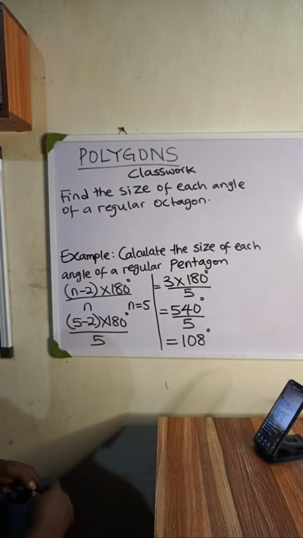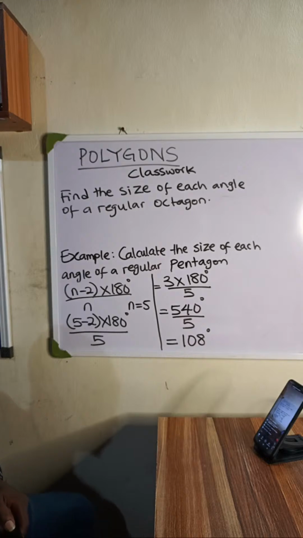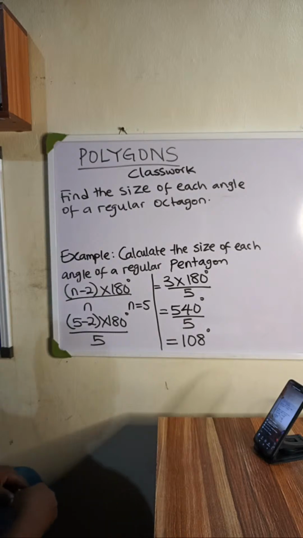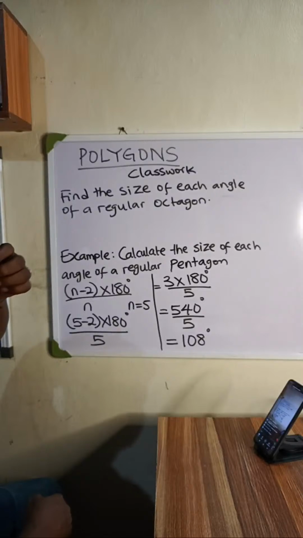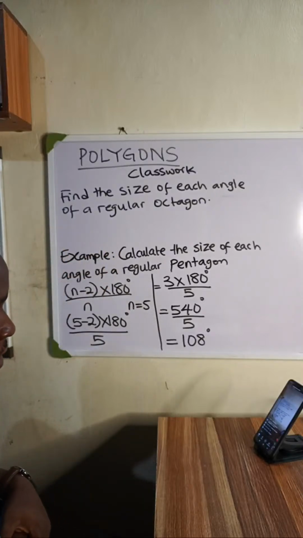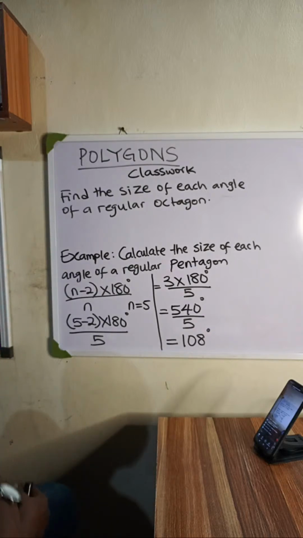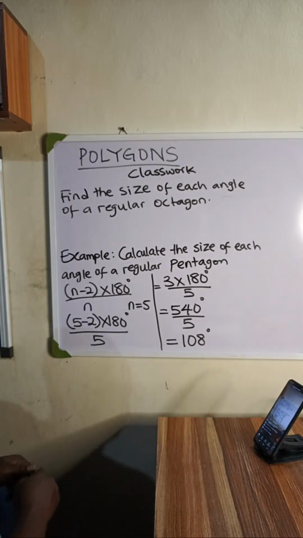135 degrees. Okay, good. 135 degrees. Correct, because the sum of angles in an octagon is 1080 degrees, and when you divide 1080 degrees by 8, you're going to get 135 degrees.